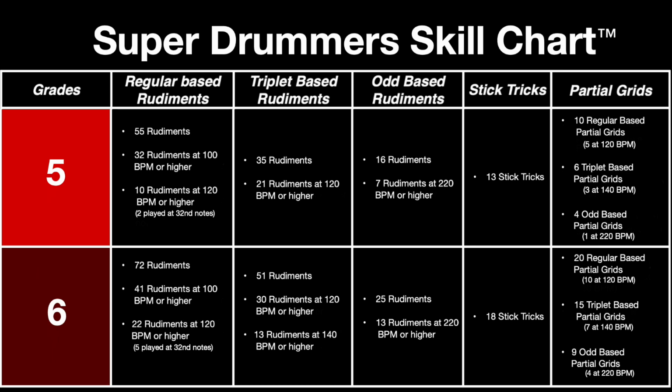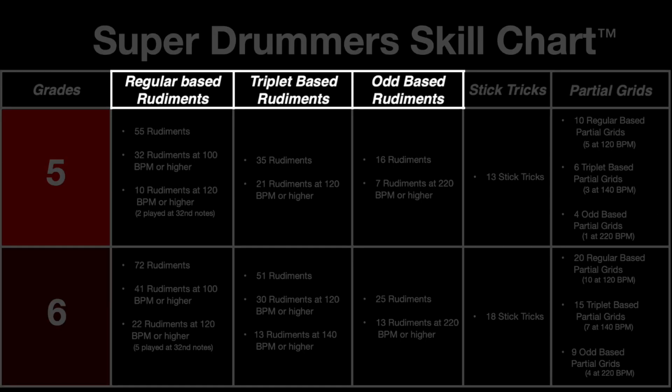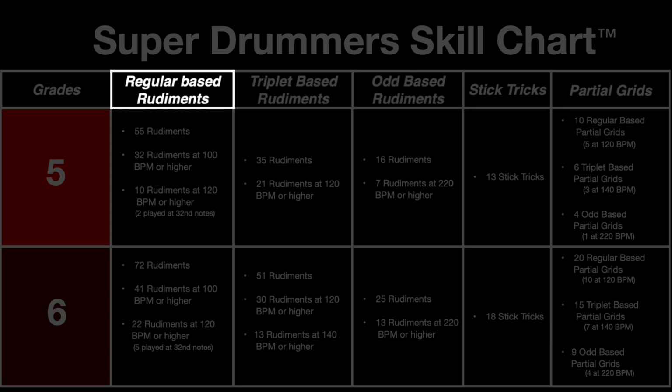And then for grades 5 and 6, now you have additional information. Going back to your rudiments real quick. Now for regular based rudiments for grade 5, you got to play 2 of them at 32nd notes. And for grade 6, you got to play 6 of them at 32nd notes. So that's the additional information for rudiments for those 2 grades.